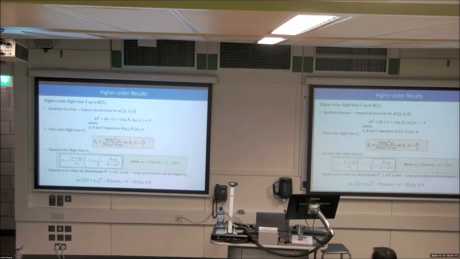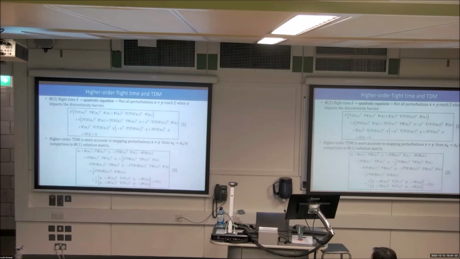So for very low velocity impacts, the delta tends to blow up. But when we introduce higher order correction terms to the flight time estimate, we get a quadratic equation which tells us that there is a range of perturbation for which impacts might not occur if the discriminant is not real. So this is the higher order flight time.